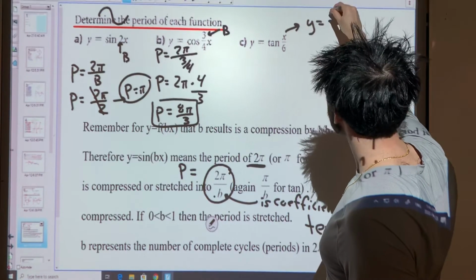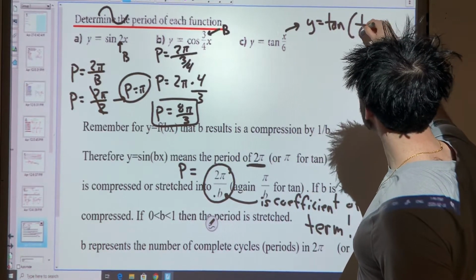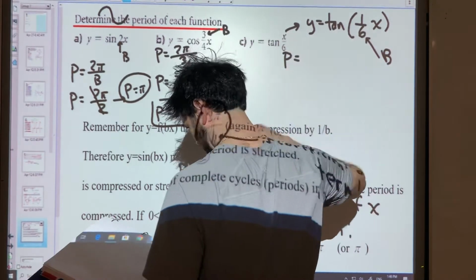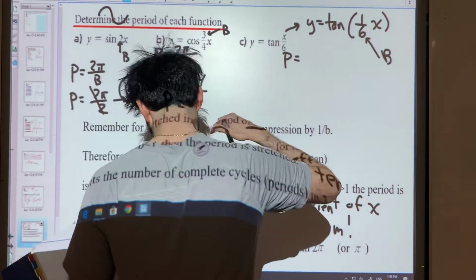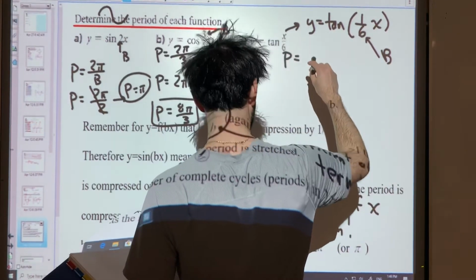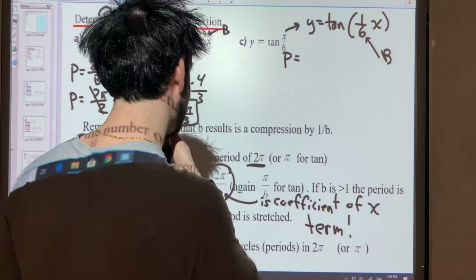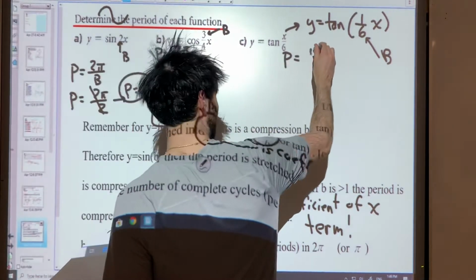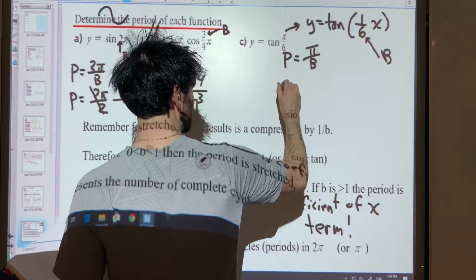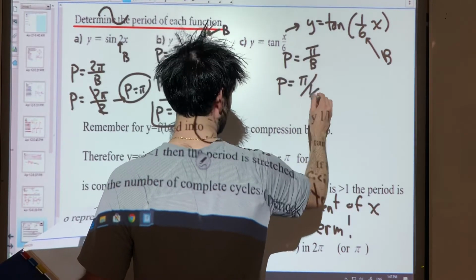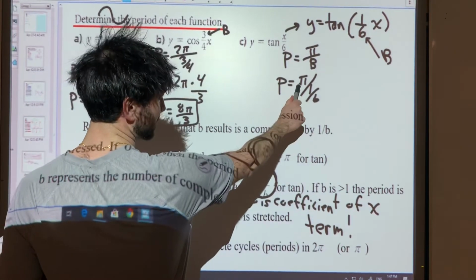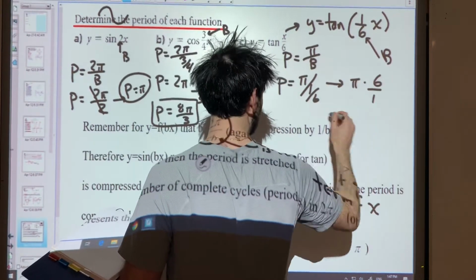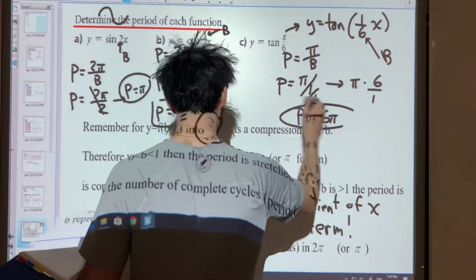Last one. I'm showing you this one because the b value got buried into the x a little bit here. So you can pull out your b value and you get 1 over 6 times x. So there's your b value. Just keep in mind that for tangent, the period is pi over b. So if it's a tangent graph, your period is pi over b. That's something to watch out for. Sometimes they mess around on the exam on that. So pi divided by 1 over 6, do the reciprocal. You get pi times 6 over 1, and you get a period of 6 pi on that one.